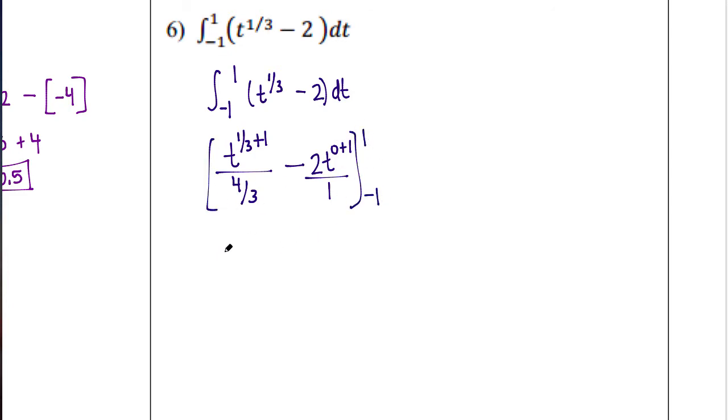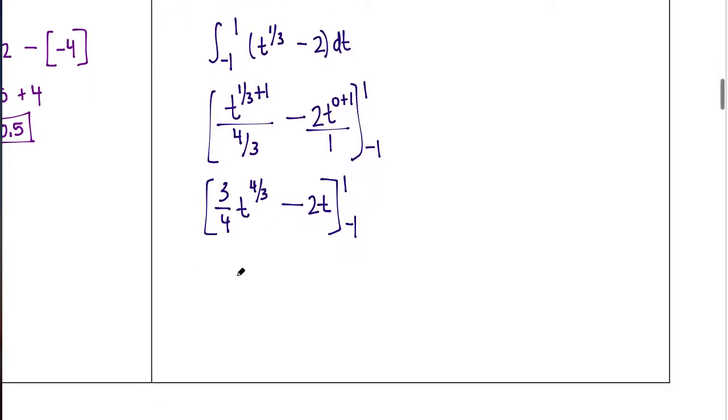So let me go ahead and clean this up. So dividing by 4/3 is the same as multiplying by 3/4. So I'll write that as 3/4 t, and then this is raised to now the 4/3 minus just 2t, and then evaluate my upper and lower bounds. So I have 3/4 times 1 to the 4/3 minus 2 times 1.